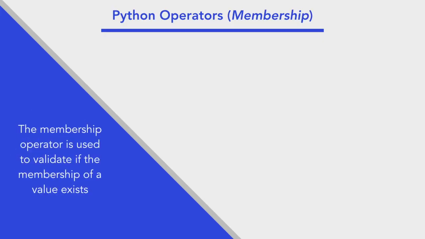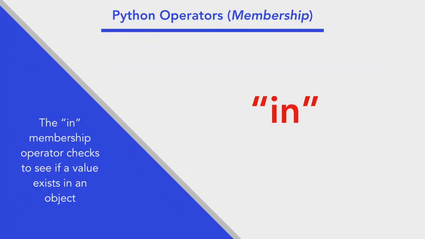The membership operator is a unique operator in Python. There are two different types of membership operators, and that is the in and the not in operators. Let's first go over the in operator. The in operator checks if a sequence or value is in an object.